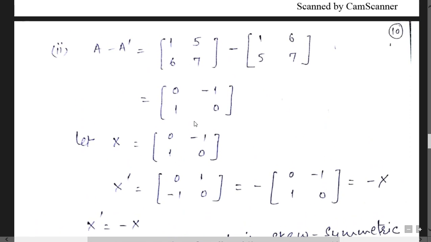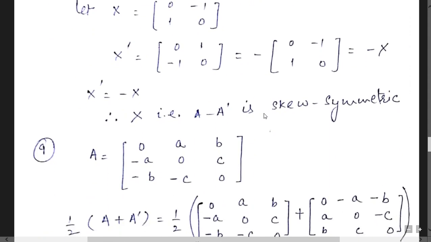Otherwise you can directly write from this point that first row and first column are of a different sign, nothing else, and second row and second column are of a different sign. It means the matrix is skew-symmetric matrix.